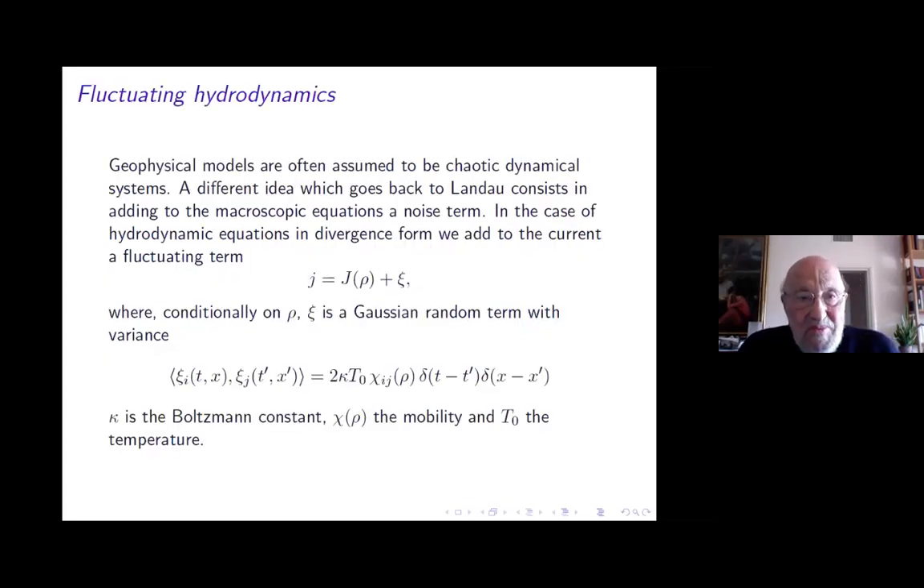Now, in order to introduce fluctuations in this hydrodynamics, there is another way of doing it. I've seen from seminars also by Melinda and by Valerio Lucarini, that the basic assumption is that the climate can be described by chaotic dynamical systems, which of course have stochastic properties. But a different idea, which goes back to Landau, consists in adding to the macroscopic equations a noise term. In the case of the hydrodynamic equation in divergence form, we add to the current a fluctuating term.